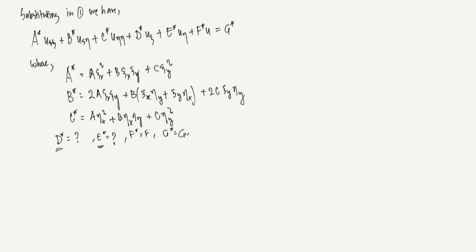There is some d star, e star. We don't care, because we want to see what happens to this. I mean, we had 1 and after a change of variable we got 2. Now we want to find out what happens to 2. I mean, what is the relation between 1 and 2?